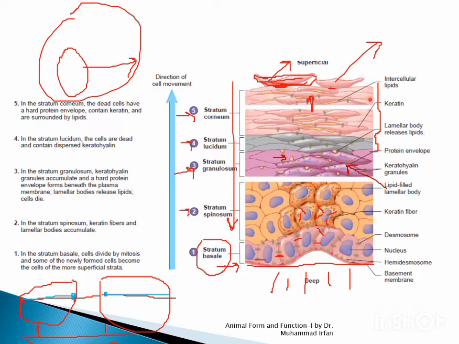Around these cornified cells in the outermost layer of the epidermis, the lipid layers are present that come from the lamellar bodies in the skin. So these lipids help the skin to maintain its impermeability for various compounds.